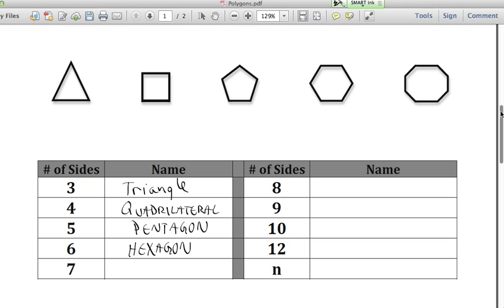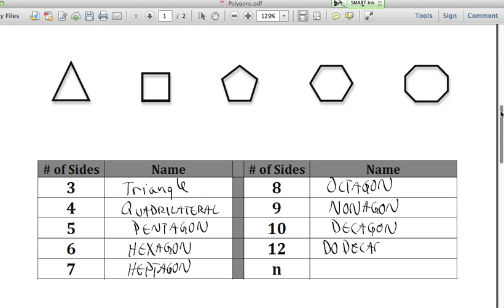A seven-sided figure is called a heptagon. Eight-sided figure is probably, again, very familiar to many of you, octagon. This nine-sided figure is called a nonagon. How many years? 10 years is a decade, so we have a decagon. And then a 12 would be called a dodecagon. Now, these all come from Latin roots.